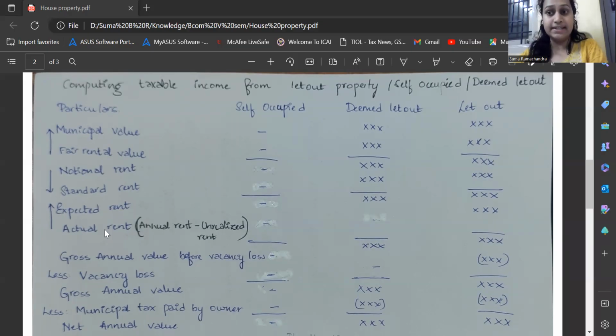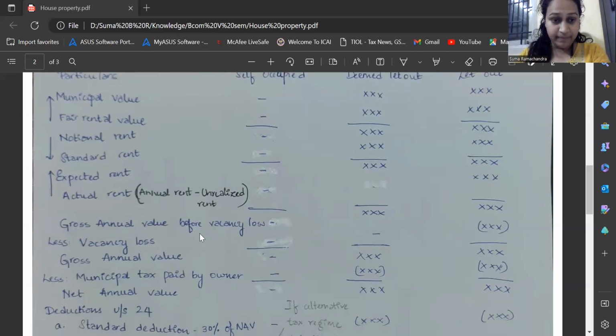And you are going to reduce any unrealized rent amount from this annual rent. What is an unrealized rent? Say, for example, you have a tenant in this property and you were asking the tenant to give you the rental amount and he has not given it yet. But you have made all the efforts to collect that rent from him. That is called unrealized rent. If there is any such unrealized rent, you're going to reduce the same from the annual rent and that will give you the actual rent. For the case of deemed to be let out property, you will not be having any actual rent. So whatever is your expected rent will be taken to the next step.